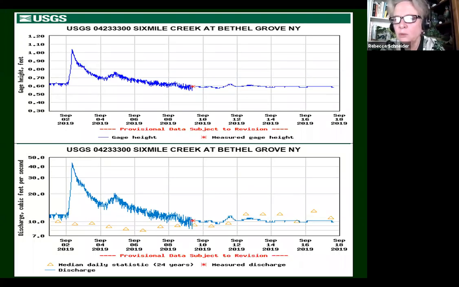So now we can superimpose. At the top is the hydrograph showing the gauge height at the 6 Mile Creek site. This is just from September 2nd through September 18th in 2019. And on the bottom graph is the comparable discharge. So as we saw the rain event and water depths increased from 0.65 feet to 1 foot in depth, that corresponded to an increase in discharge from about 12 cubic feet per second to 45 cubic feet per second. Really useful.